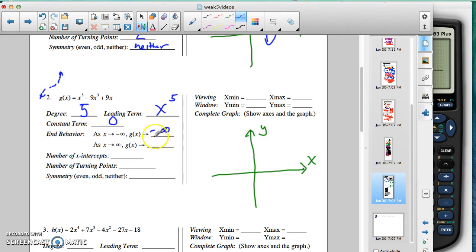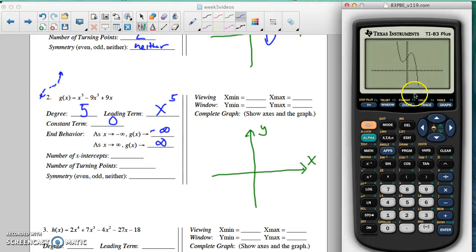As we go positive infinity, we're going to go up. So that's positive infinity. We're going to take a look at this now and see how many intercepts, how many turning points we have.